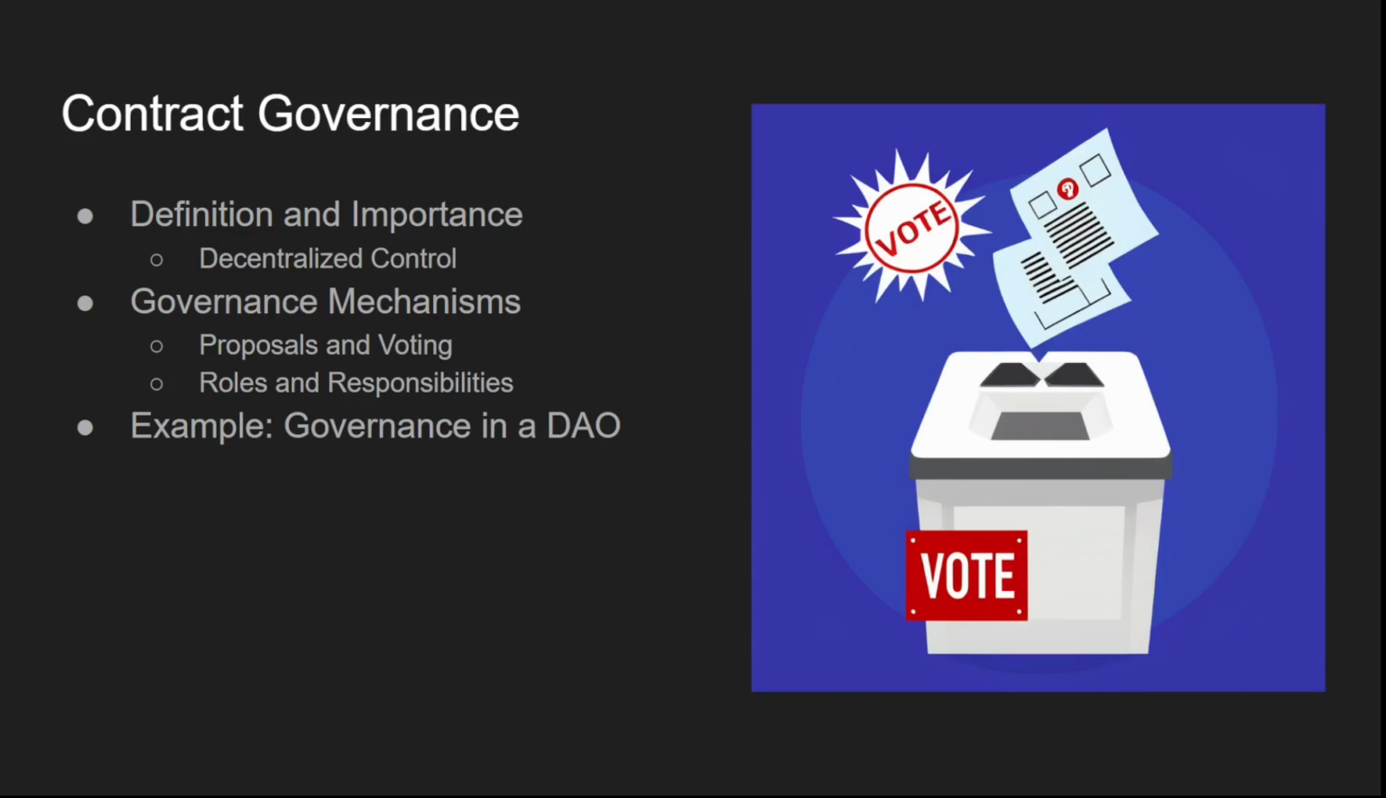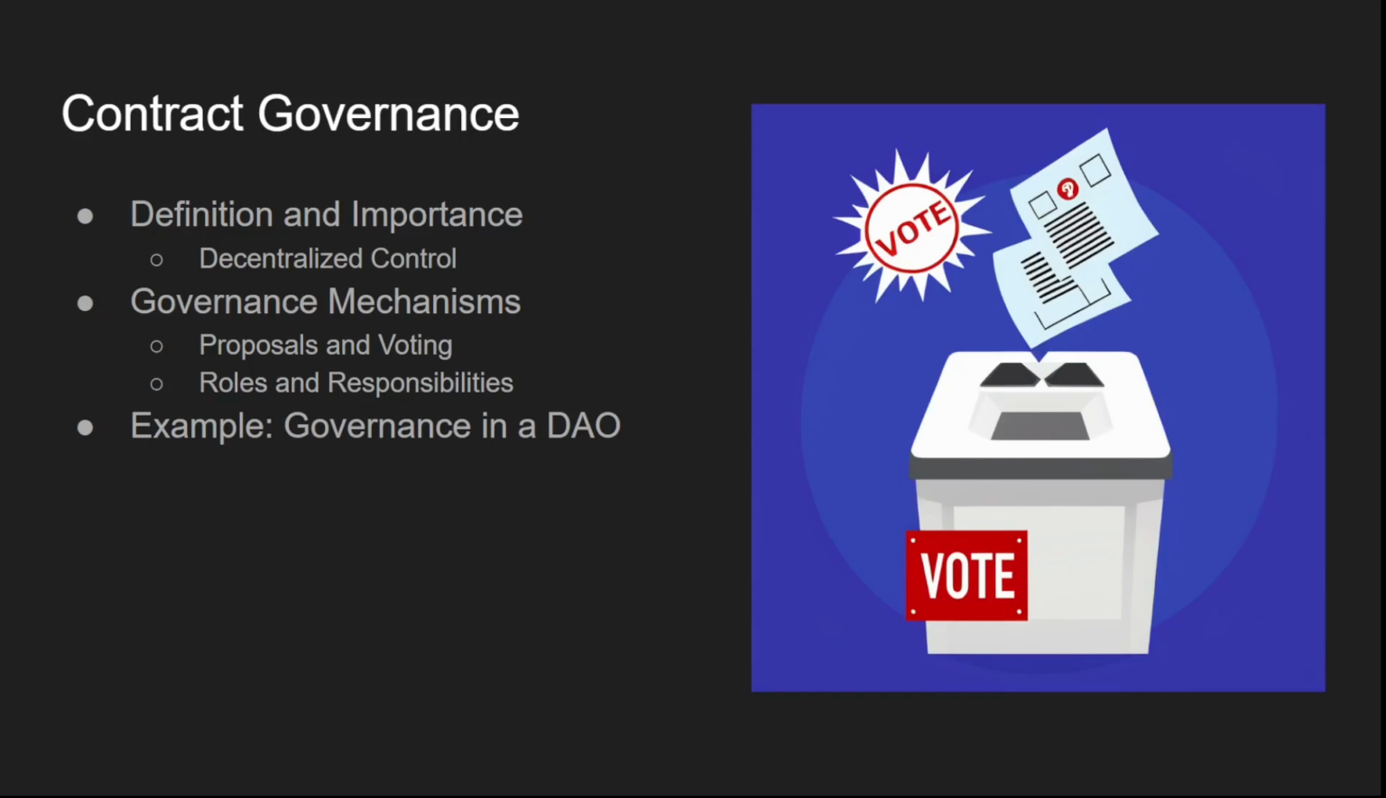Stakeholders can submit proposals for changes or actions related to the contract. These proposals are then voted on by the community, and decisions are made on voting outcomes. For example, a proposal could be made to upgrade the contract, change a parameter, or introduce a new feature. Stakeholders would vote on the proposal, and if it receives the required majority, it is implemented.